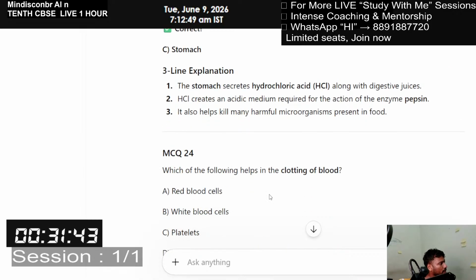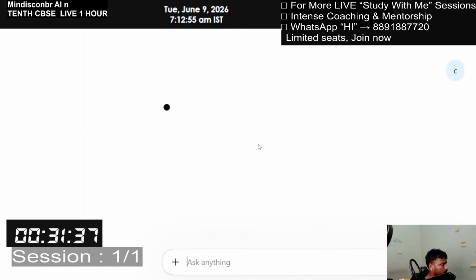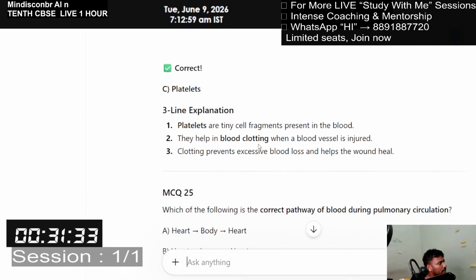Which of the following helps in the clotting of blood? Platelets. Platelets are tiny cell fragments present in the blood. They help in blood clotting when a blood vessel is injured. Clotting prevents excessive blood loss and helps the wound heal.